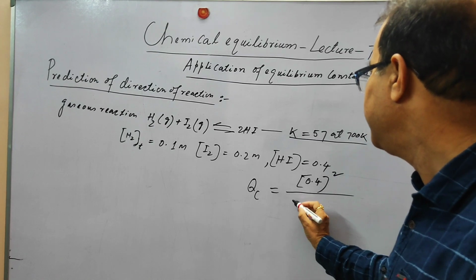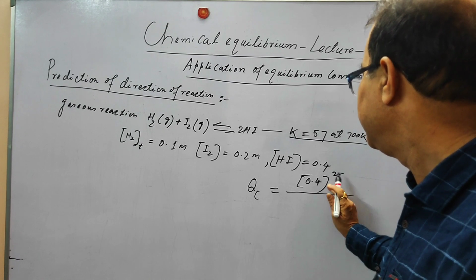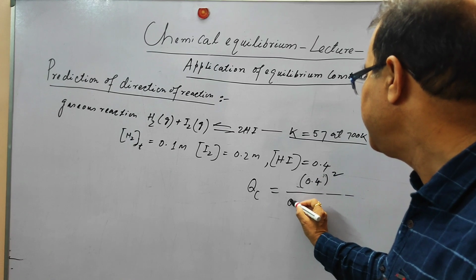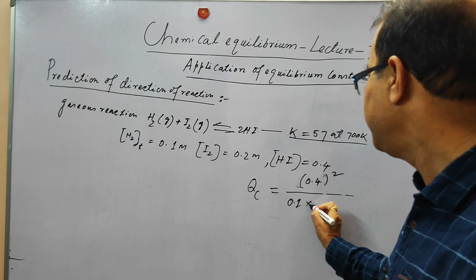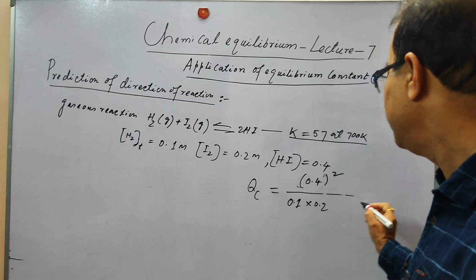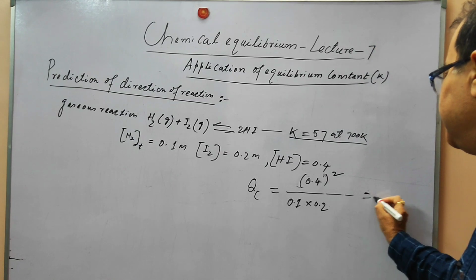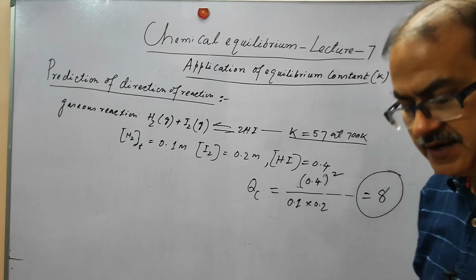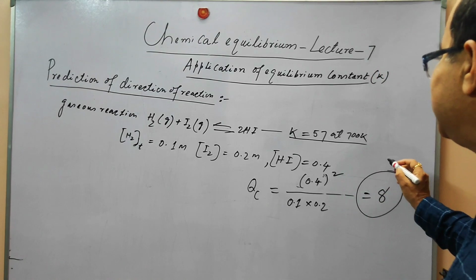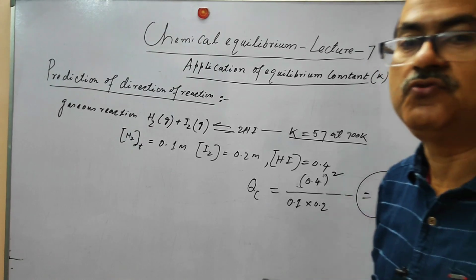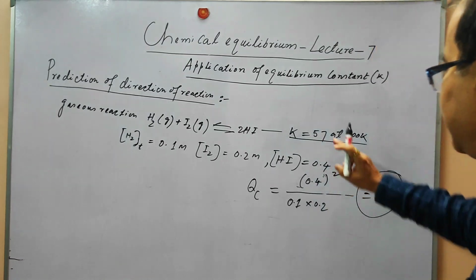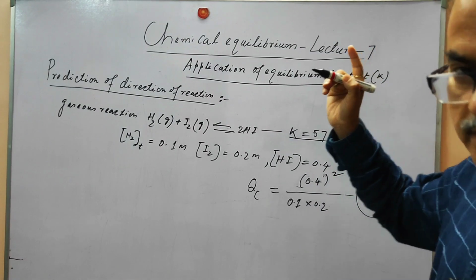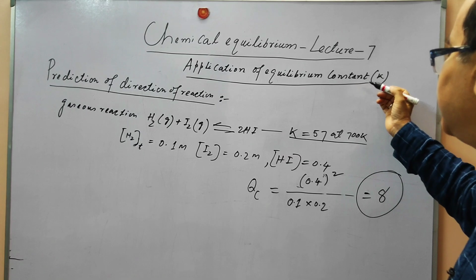Here, the concentration of HI whole square divided by 0.1 and 0.2, and you will calculate it, it will come around 8. So now you understand, 8 means what? That is less than the equilibrium constant. When it is less than the equilibrium constant, we understand the 3 guidelines that we have already discussed.